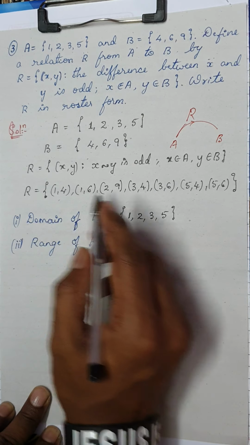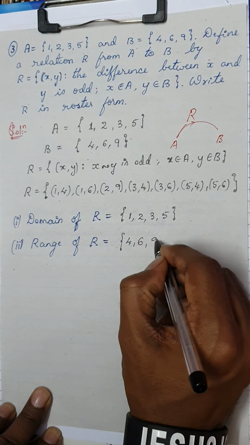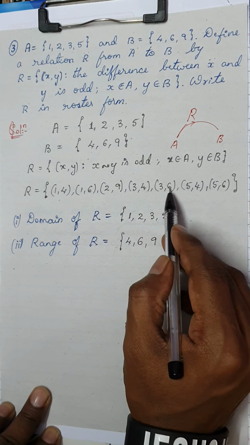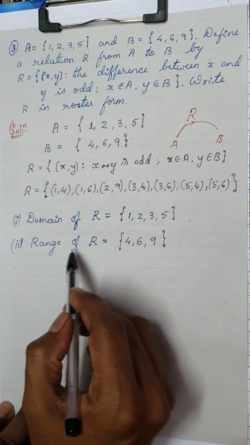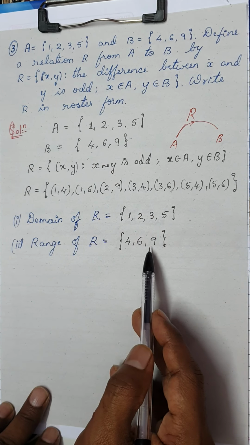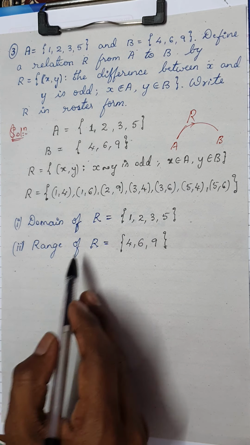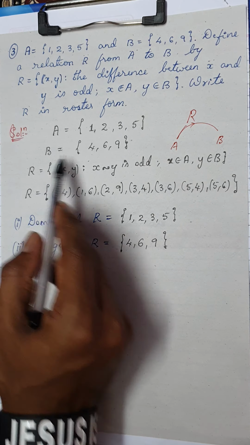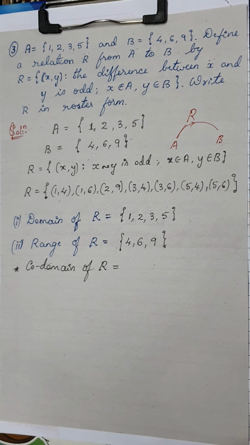Coming on to range, I can take 4. I can take 6. I can take 9. Again 4, 6 repeat. These are the only elements. So my range is completely the set B. If you want to write the codomain, you can note it down here. Codomain of R is also the set B, which is equal to 4, 6, 9. This is just for a note. So what is the codomain of R?